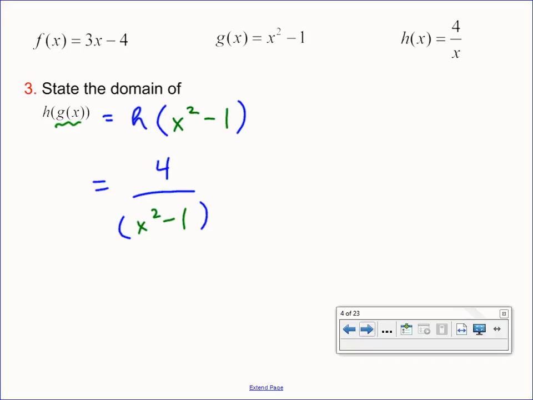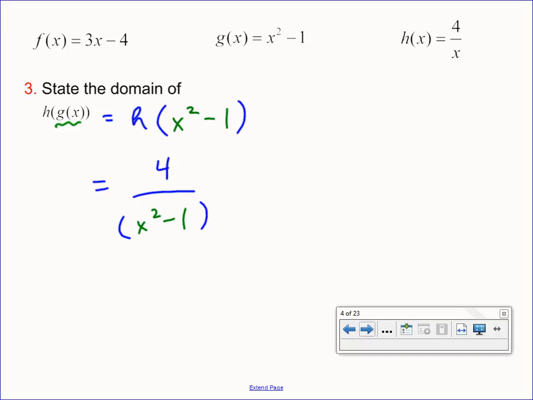So what I want you to do now is go ahead and take a look at this expression. What concerns do we have when considering the domain of a particular function? What are we worried about with domain? Well, what's one thing we're worried about? Go ahead and tell the class when I call on you. Heather?